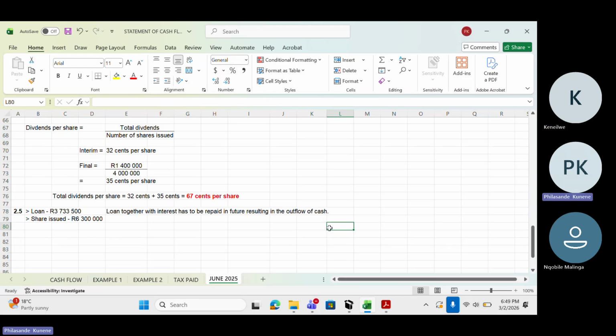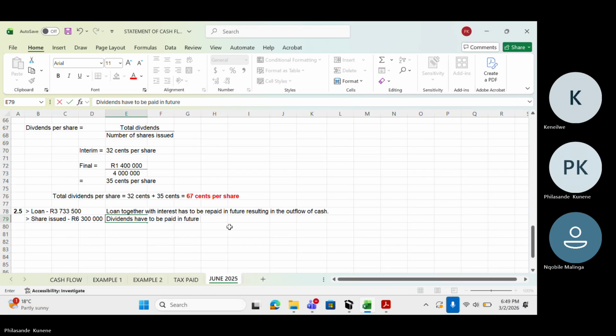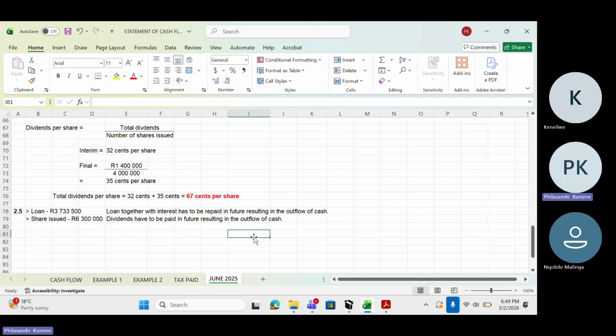Shares issued, what's going to happen there? You're going to have to pay out more dividends. Very good. We will have to pay dividends. Dividends paid, you know that on the cash flow statement, there will always be dividends paid. So it's going to negatively affect the cash flow. Dividends have to be paid in future, resulting in the outflow of cash. This is the negative effect of this.